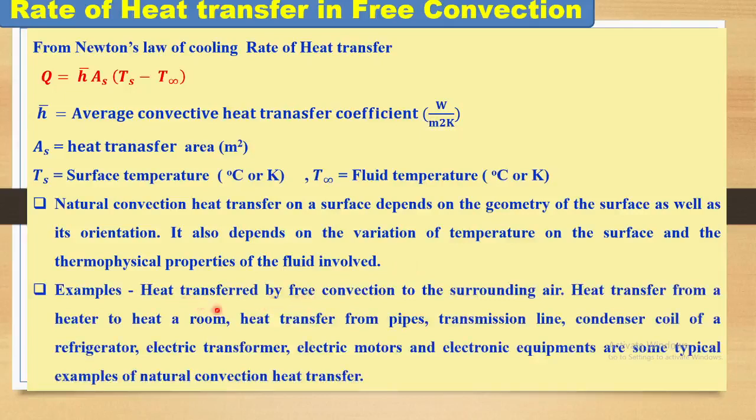Examples of heat transfer by free convection mechanism are heat transfer to the surrounding air, heat transfer from a heater to a room, heat transfer from pipes, transmission line, condenser coil of a refrigerator, heat transfer from electrical transformer, electrical motors, and electronic equipments. These are some of the examples of free convection heat transfer process.